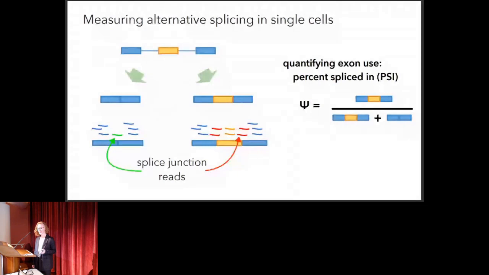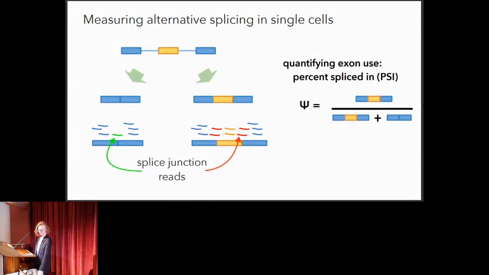And so throughout this talk, I'm going to be referring to this quantity of percent spliced in, which is just the fraction of the reads that tell us about splicing at a particular location that show inclusion of a particular exon. So as you can see, only a small fraction of the reads from a given gene are going to be informative about that.